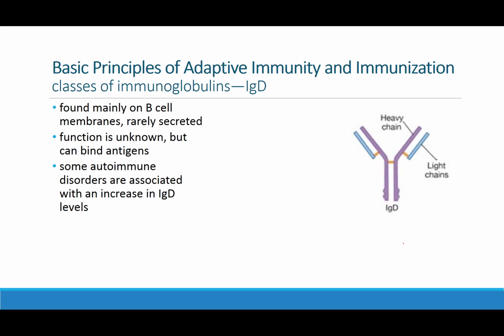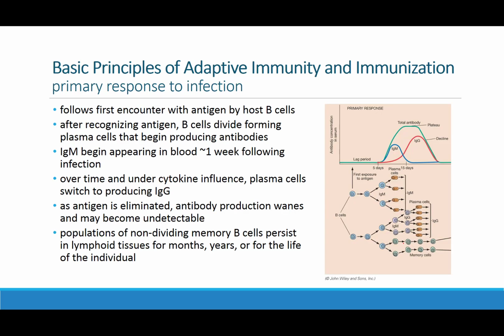does, how it operates. Okay, so the primary immune response is the immune response that occurs the very first time that a person's body encounters an antigen. So a host B cell finds an antigen, and when it recognizes it, then the B cell divides, forming plasma cells that start to produce antibodies. And of course, helper T cells are involved in there, but we're just thinking right now about the production of antibodies. So within about a week, IgM begins to appear in blood.